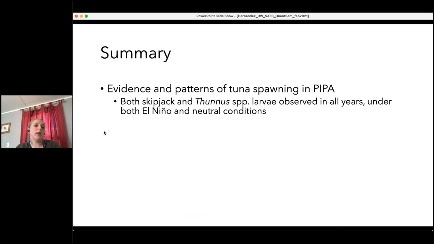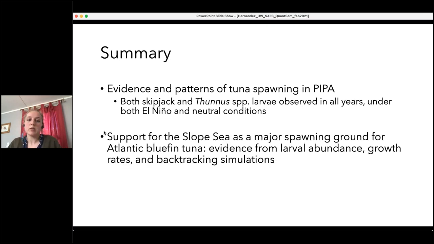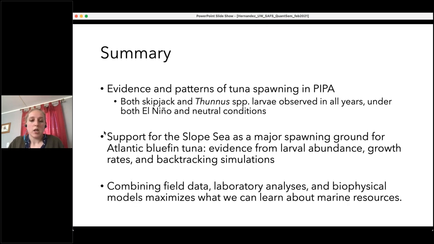So to summarize, I've presented evidence and patterns of tuna spawning in Pipa, where both skipjack and Thunnus species larvae were observed in all years under both El Nino and neutral conditions. And I've provided support for the slope sea as a major spawning ground for Atlantic bluefin tuna, with evidence from larval abundance, growth rates, and backtracking simulations.